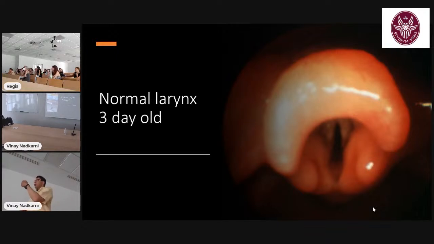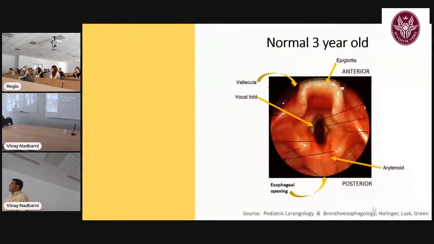This is really what a normal larynx in a 3-day-old looks like. It looks a little different. You see the 3-year-old, how kind of like cartilage, how narrow it is. It's not fleshy. It's not hanging down there.